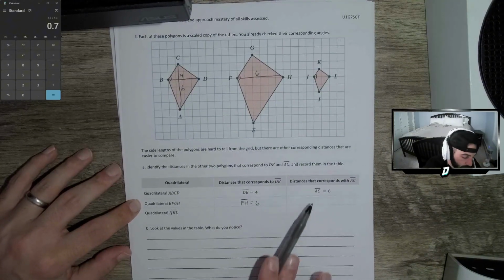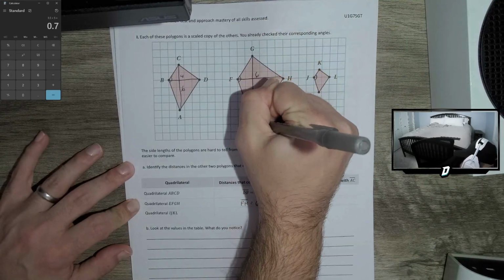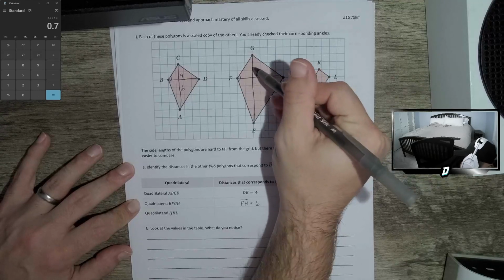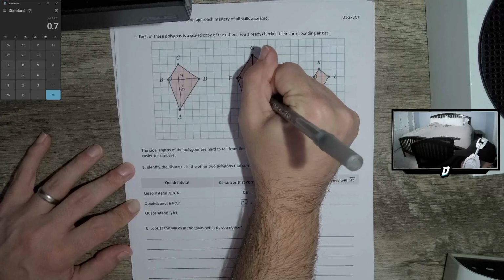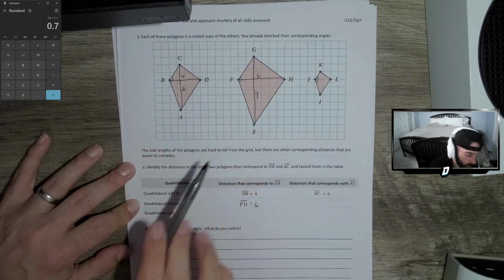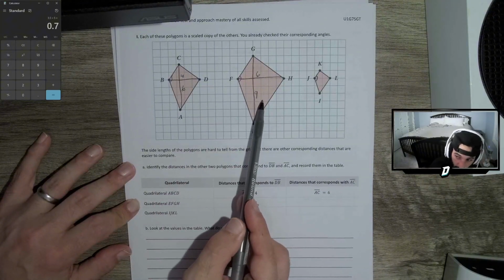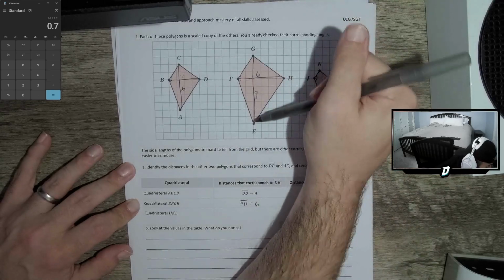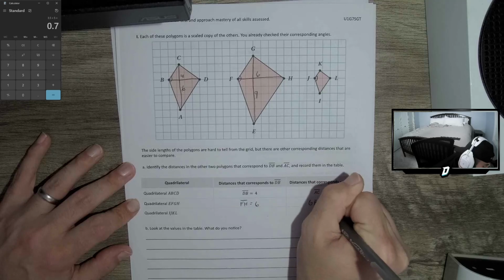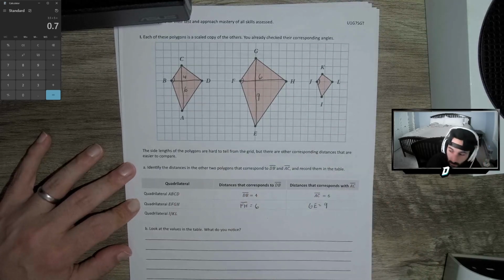And then again, if we want to go to our vertical side, it's going from G to E. And we can say that's 1, 2, 3, 4, 5, 6, 7, 8, 9 units. And so we know that GE corresponds with CA, because if I was to place CA on top of this figure, these would match up as close as possible. So we would say GE is equal to 9 units, like so.